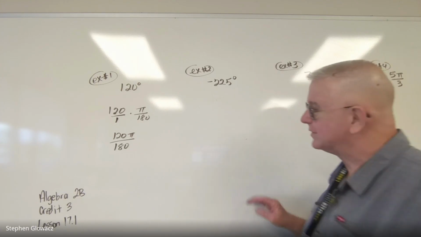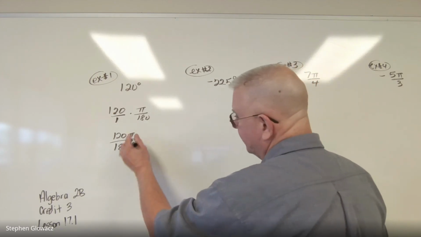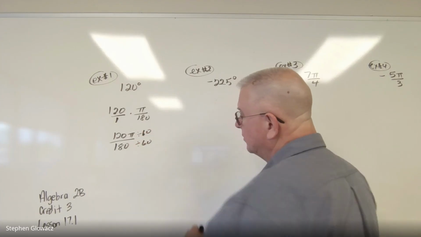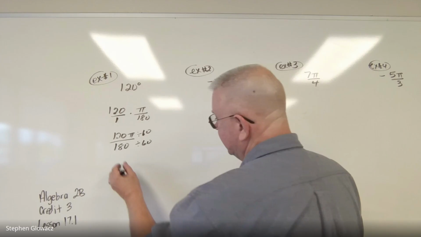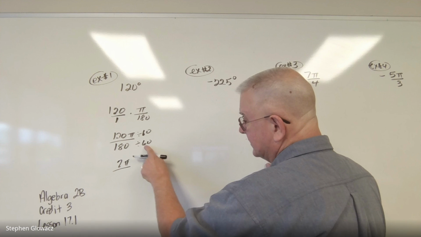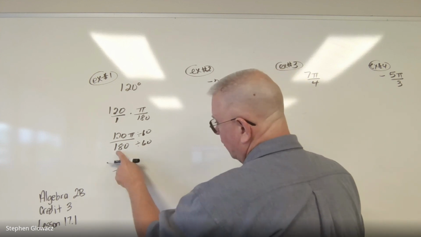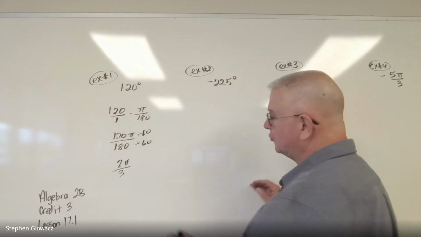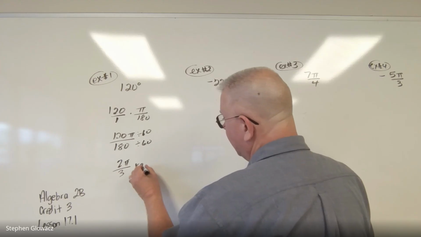So we'll start with 60, and if 60 doesn't go into both these numbers, then we'll be using 30. So we divide 120 by 60, and we get 2. So we have 2 pi, and 180 divided by 60, that also divides out evenly. 180 divided by 60 is 3. So our answer is 2 pi over 3 radians.